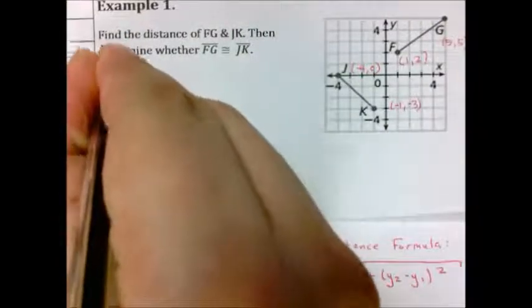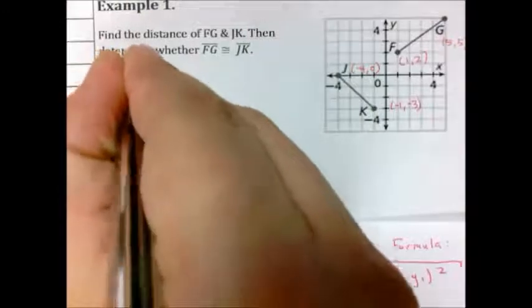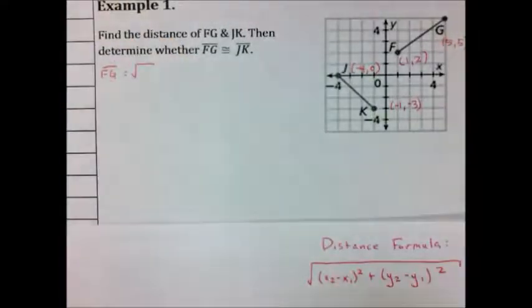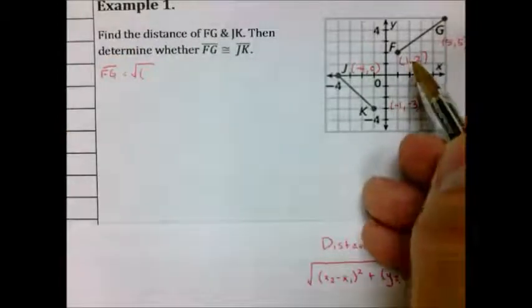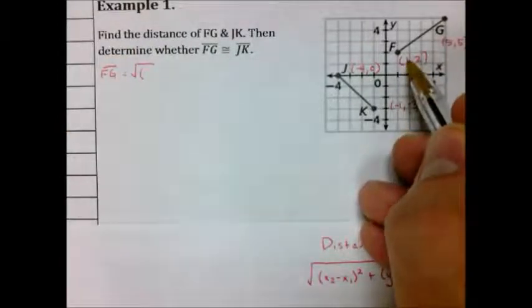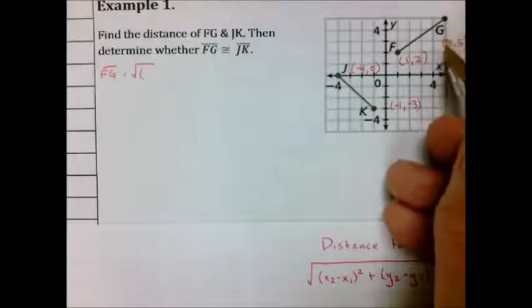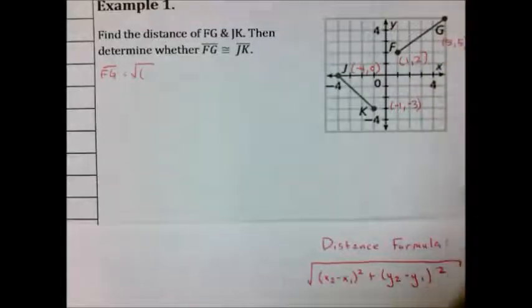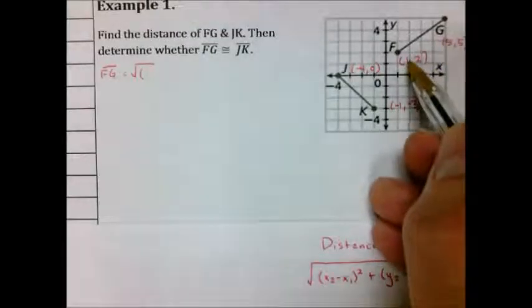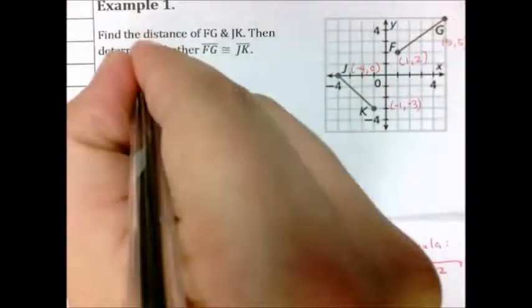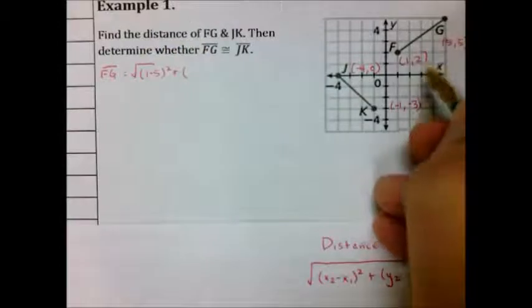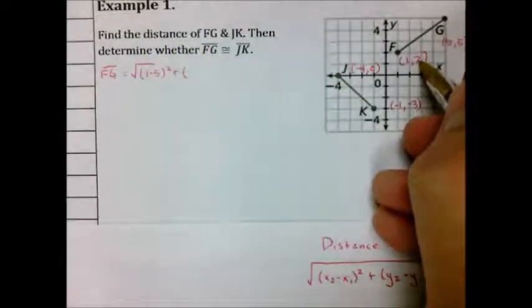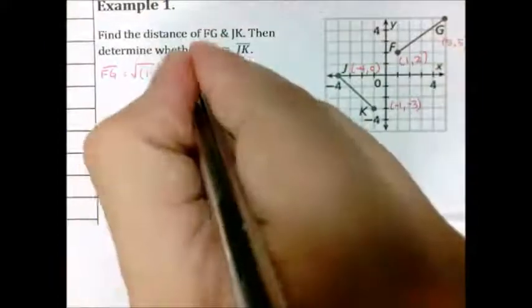The distance of line FG is going to be the square root of x2 minus x1 squared, so 1 minus 5 squared, plus y2 minus y1 squared, 2 minus 5 squared.